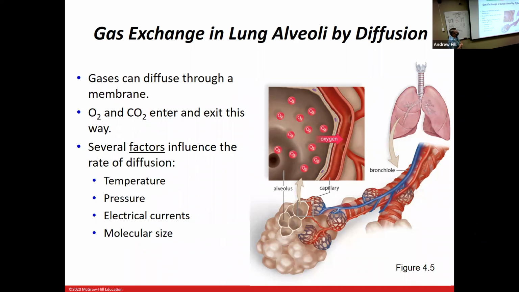So what are some factors that influence the rate of diffusion? There's temperature. The higher the temperature, the higher the rate of diffusion. Pressure: the higher the pressure, which indicates more oxygen, for example, the higher the rate. You can do things like electrical currents, potentially, that can affect these things. Also, molecular size. Small molecules tend to diffuse faster than large molecules.